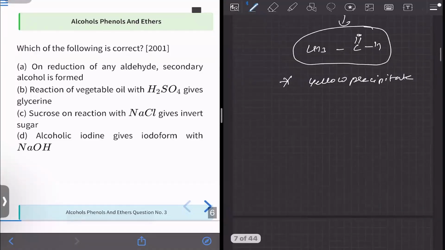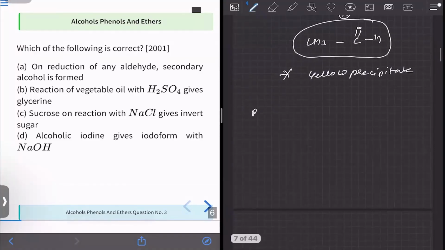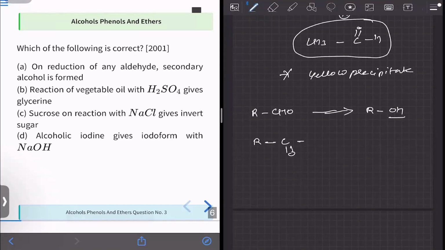On reduction of any aldehyde, for example RCHO, it reduces and produces R CH2 OH. It produces primary alcohol. For example, a ketone, when it is reduced, produces secondary alcohol.